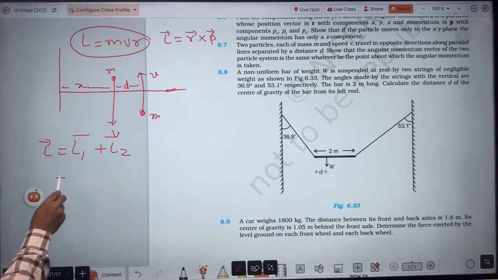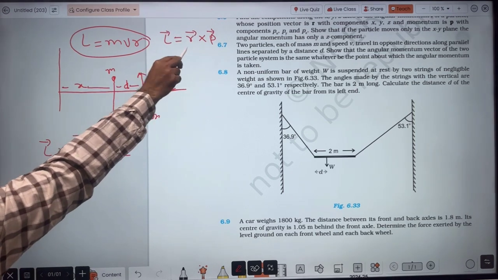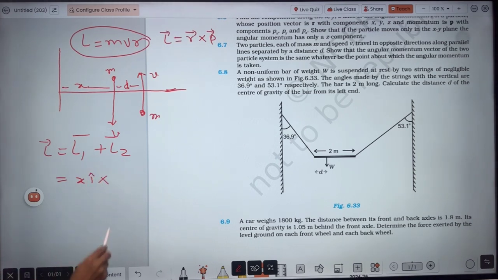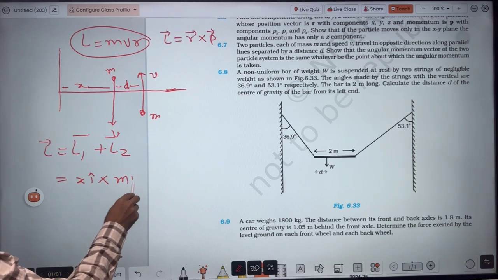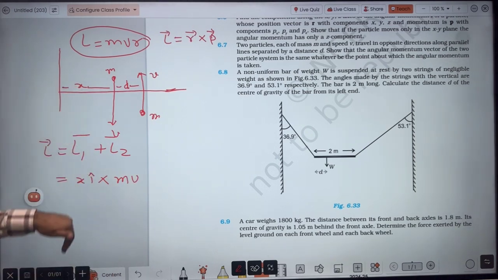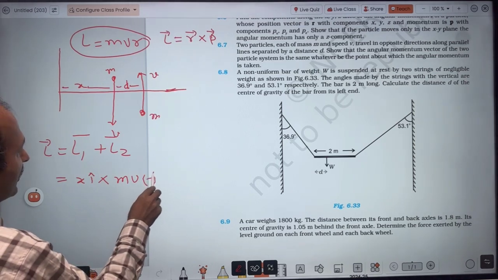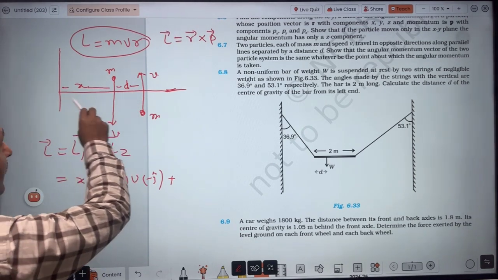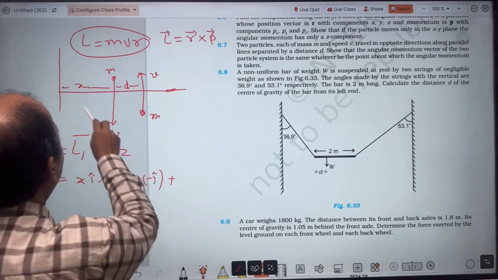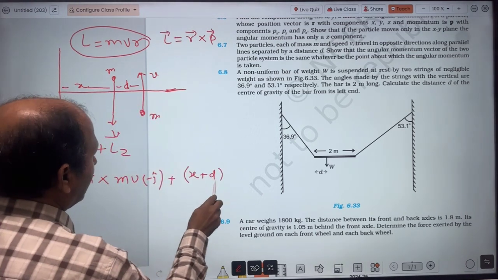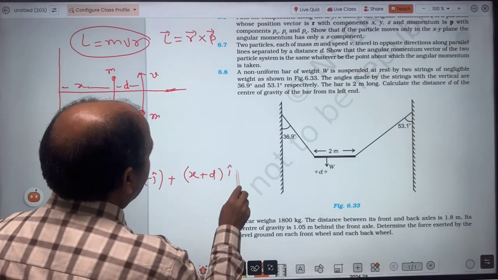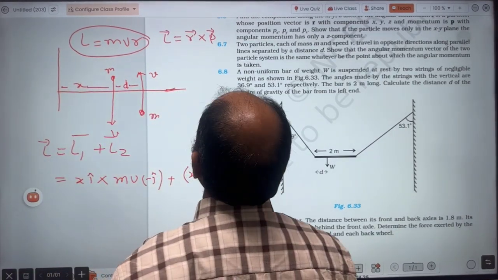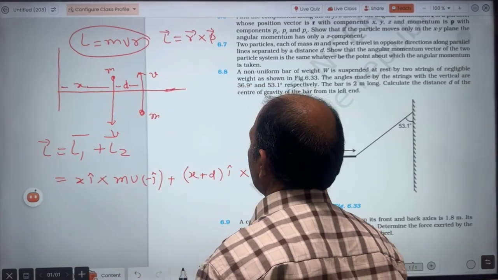Now L equal to r cross p. So here r will be x i cap and p is mv, and its direction is toward negative y, so minus j cap. Now for the second particle, its position vector up to here, so r will be (x plus d) times i cap, and then cross p. p will be mv and the direction will be along j cap.